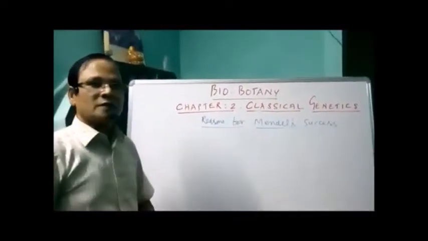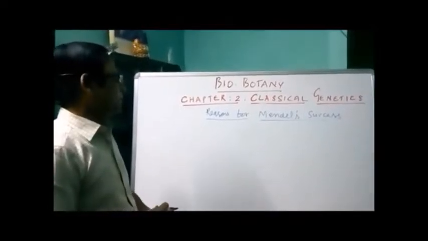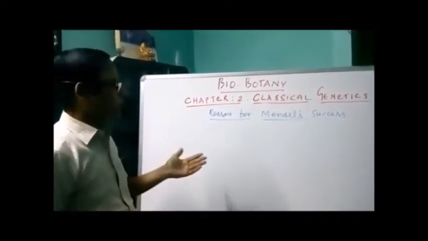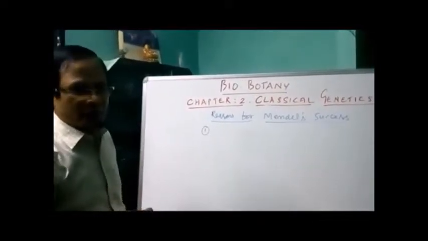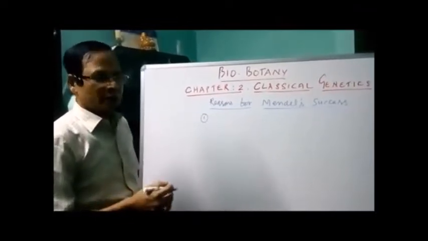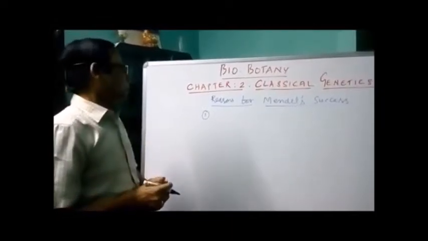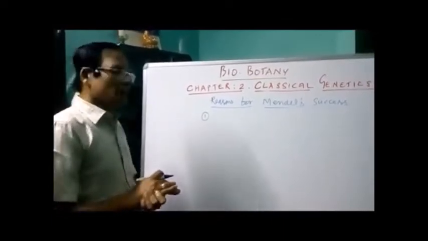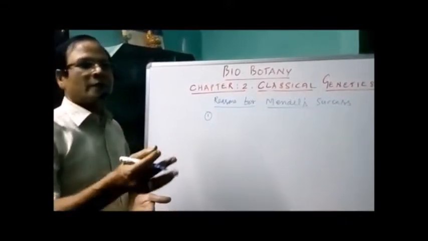Mendel was the first systematic geneticist in the field of inheritance. What was the reason for Mendel's success? There are so many reasons we have to take as per the book. He was the first person to apply mathematics and statistical methods to study biology, to analyze the quantitative data of the outcome of his breeding experiments.